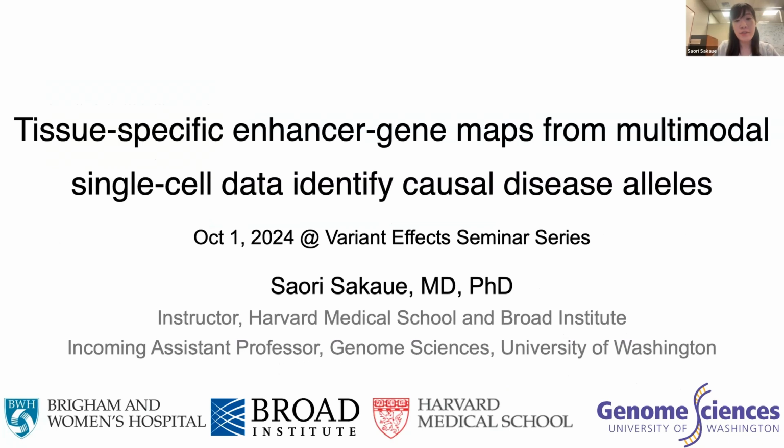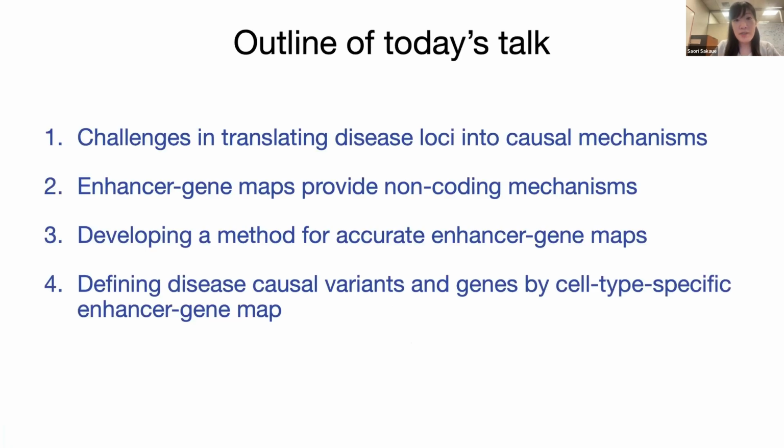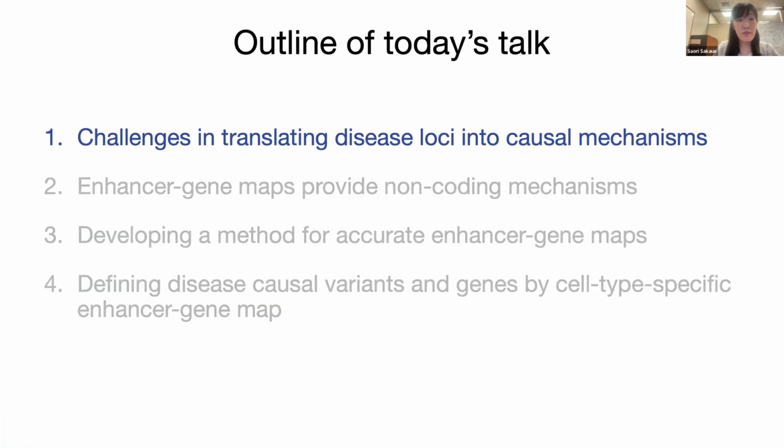Today I want to talk a little bit about my research on how we can integrate human genetics and single-cell genomics to define the causal mechanisms of human diseases, especially in the autoimmune diseases field. And this is the outline of today's talk. I want to get started with the current challenges in translating disease genetic loci into the causal mechanisms of human diseases.